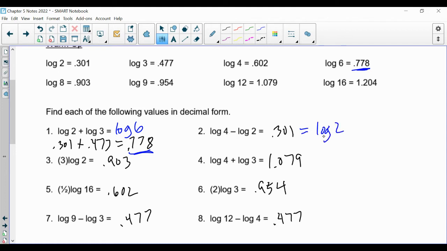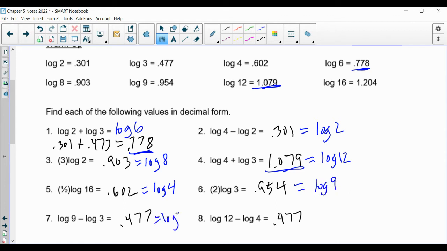So log 4 minus log 2 ended up giving me log 2. Here, 3 times log of 2 ends up giving me 0.903, which is log 8. Okay. This one is log 12. Okay, and I'm just matching the numbers up here. All right. 0.602 ends up being log 4. Okay. For this one, this is the same as log 9. This one, log 3, and also the same for this one, log 3.